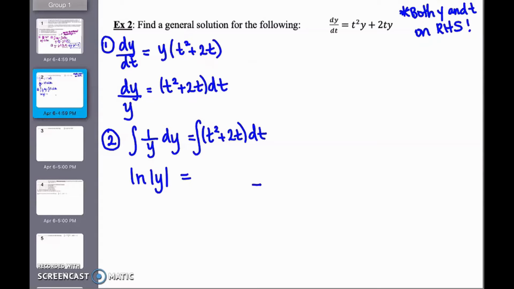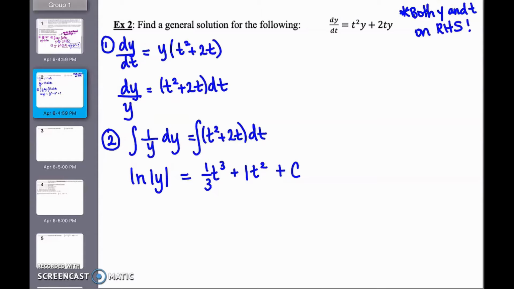And then on the right-hand side here, we just have polynomial terms, right? So we're just going to think about the power rule in reverse there. My first term is going to be t cubed, and I need to multiply by the reciprocal, so 1/3 t cubed. And then my second term is going to become t squared, and if I multiply by 1/2, 2 times 1/2 just makes that a 1, t squared. And then over here is where I need my plus c. All right, step 2, successfully done. I have integrated both sides with respect to the variable on that side.